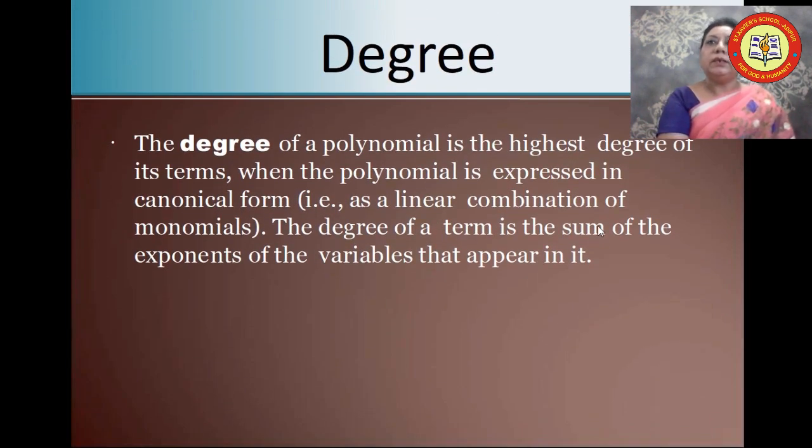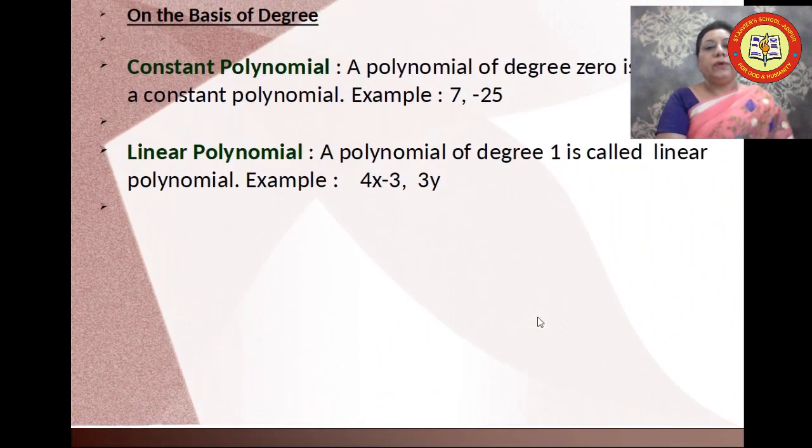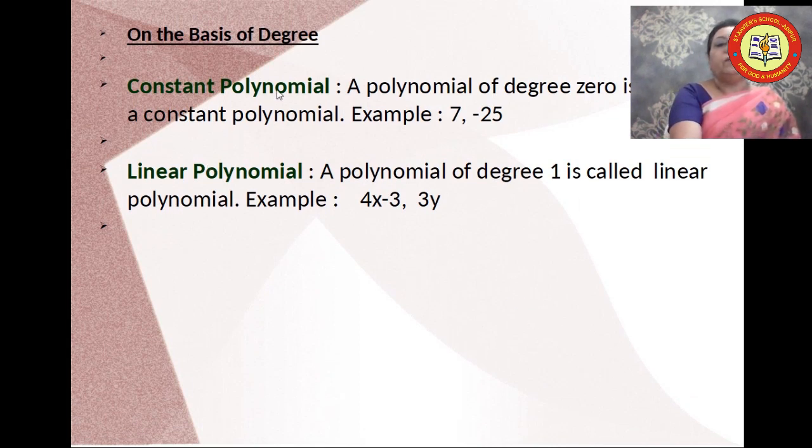What do you mean by degree of a polynomial? The degree of a polynomial is the highest degree of its terms when the polynomial is expressed in canonical form, that is, as a linear combination of monomials. The degree of a term is the sum of the exponents of the variables that appear in it. For example, first, constant polynomial we will study. So what is a constant polynomial? A polynomial of degree 0 is a constant polynomial.